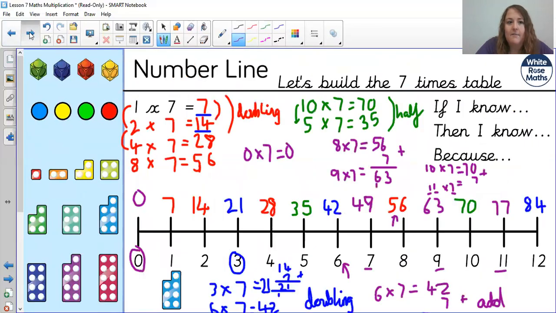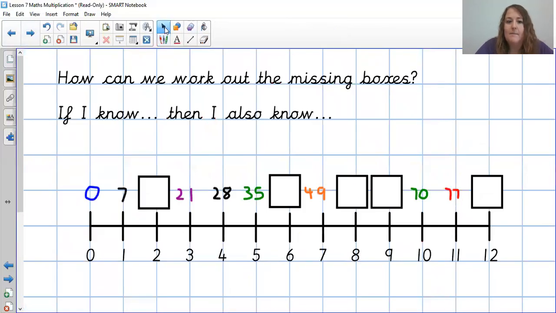Okay, so let's get rid of our colours. How can we work out these missing boxes and what colours would they be? I'm going to actually ask you to pause your video today because we've done quite a lot on these now, and I wonder whether you would be able to explain and put in the right colours where those numbers go. Off you go.